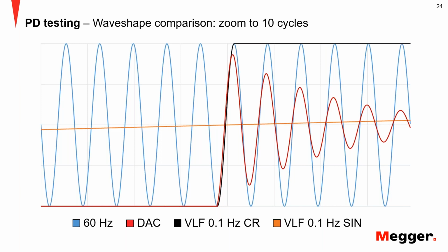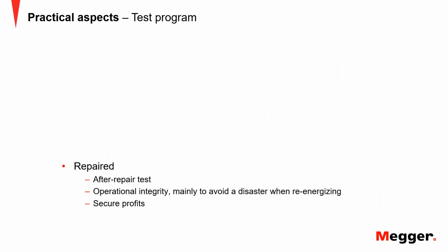You will find voids if you go high enough with the voltage, obviously, to reach the peak voltage, but you do not have the gradient, the dV/dt, to initiate the surface discharges. So using 0.1 hertz sinusoidal is not recommended at all for PD testing.